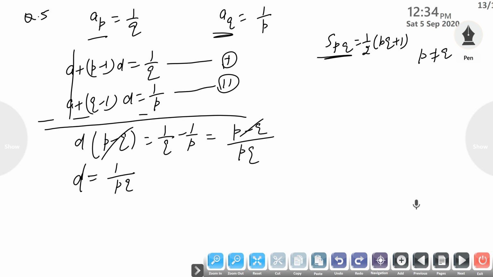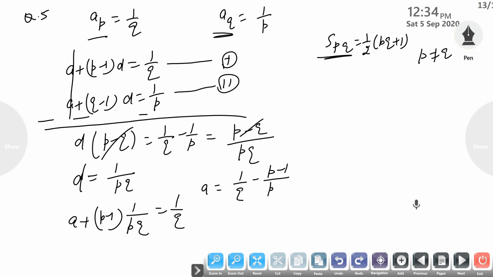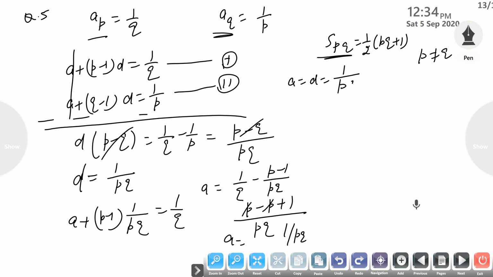Put the value of d in equation first, we get a plus p minus 1 into d, 1 by pq, this is equal to 1 by q, and the value of a is 1 by q minus p minus 1 upon pq, taking LCM as pq, this is p minus p plus 1, so the value of a is 1 upon pq. So the values of a and d both are the same, a equal to d, which is equal to 1 upon pq.